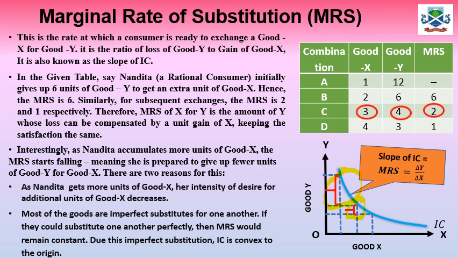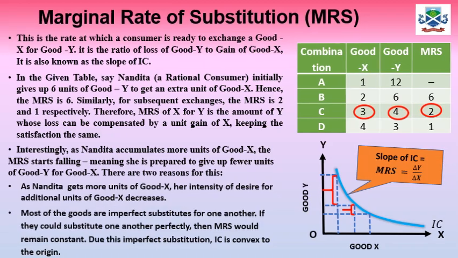This is known as MRS, also known as the slope of the indifference curve, which is defined as delta y by delta x. This delta y means the loss of good y, divided by the gain of good x. So that's the marginal rate of substitution. I hope it is clear. All of you understand this part.